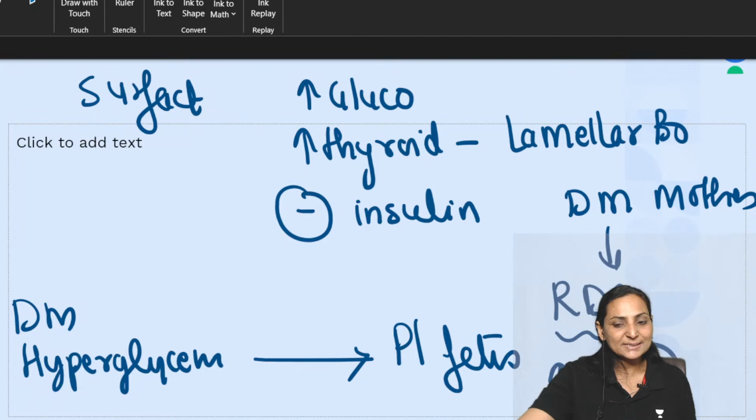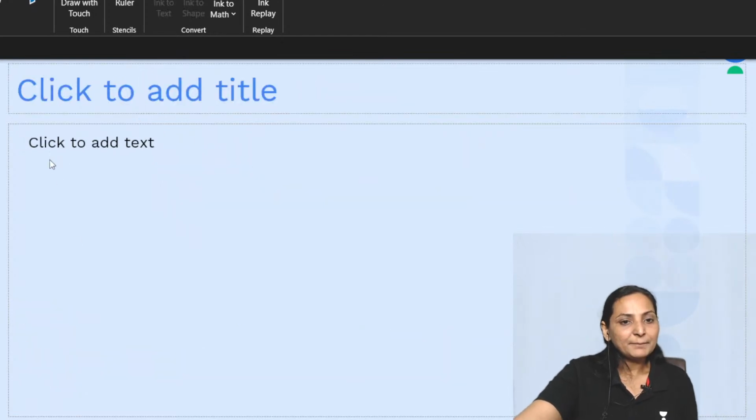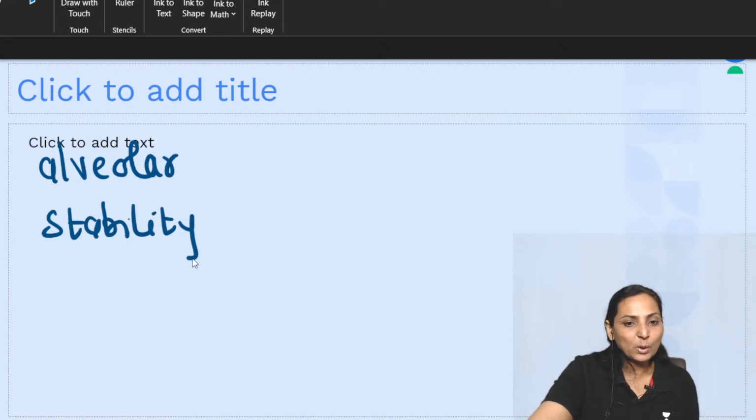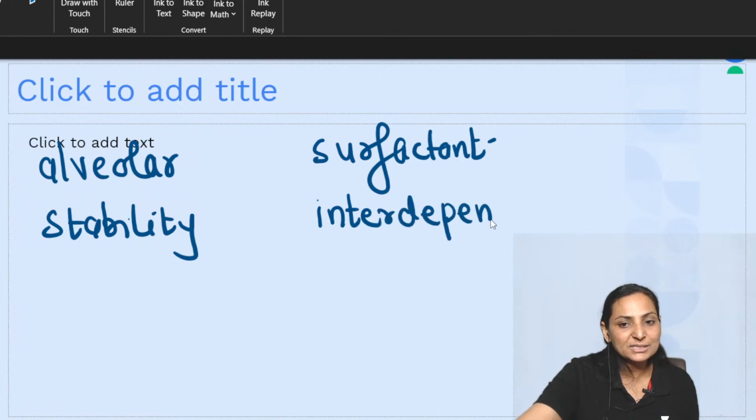This blood glucose level of the baby will rise its insulin, and this insulin inhibits our surfactant, right? So this is with our surfactant. Remember, when we speak of alveolar stability, the alveolar stability is brought about by two factors. One is surfactant, and the other is the phenomenon of interdependence of the alveoli.